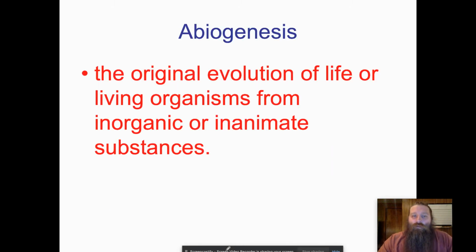So what's the definition of abiogenesis? It is the original evolution of life or living organisms from inorganic or inanimate substances. And the thought is, this is not something that is a regular commonplace thing. It just happened, as far as we know, one time.